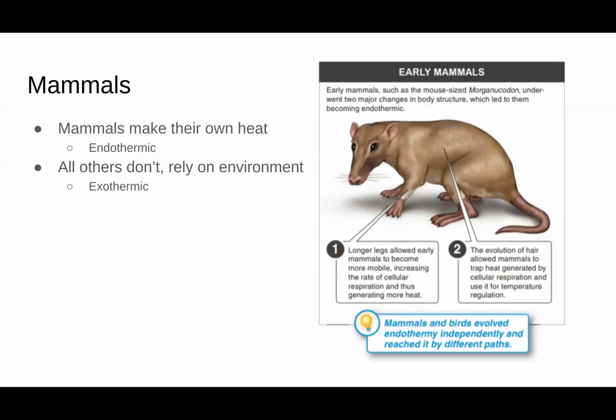And this is sort of one of the key components about being a mammal. Mammals, as birds are, are endothermic, meaning they make their own heat. That's in contrast to being exothermic, like reptiles and amphibians, completely relying on the environment to keep you warm.